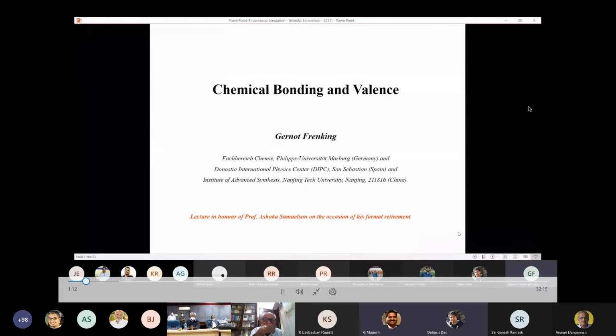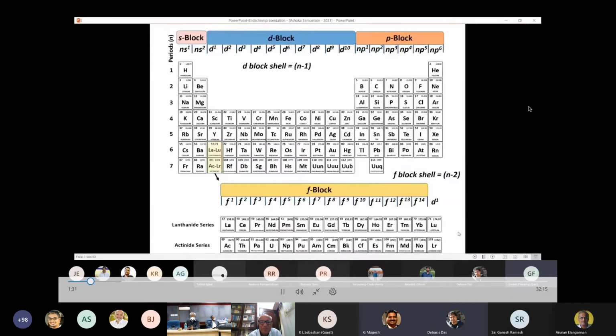I've done my best to concentrate on what we have been doing in the last 2-3 years, and this is the topic of my research. It's called chemical bonding and valency. I start by looking at the periodic system, and I recall that when we take the periodic system nowadays, we divide it into the so-called S block, P block, that is the main group compounds, the D block and the F block.